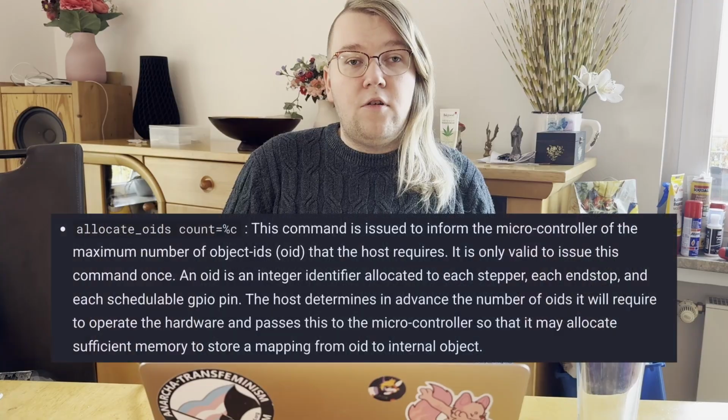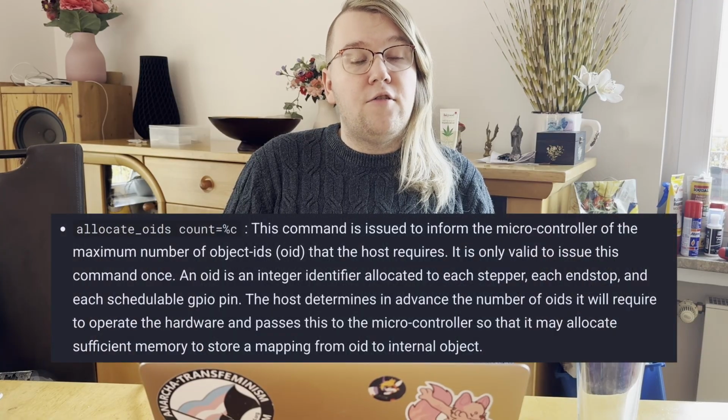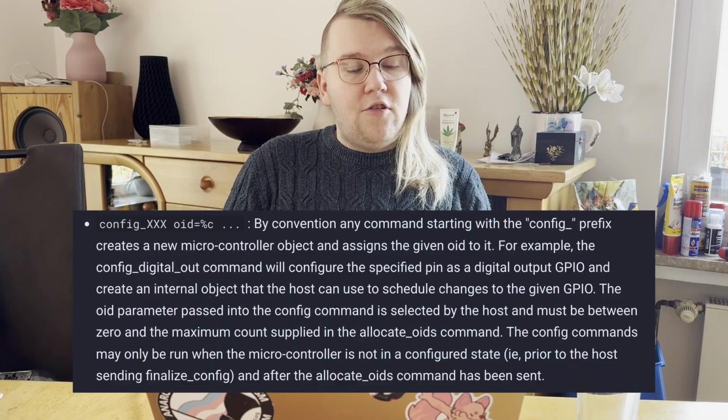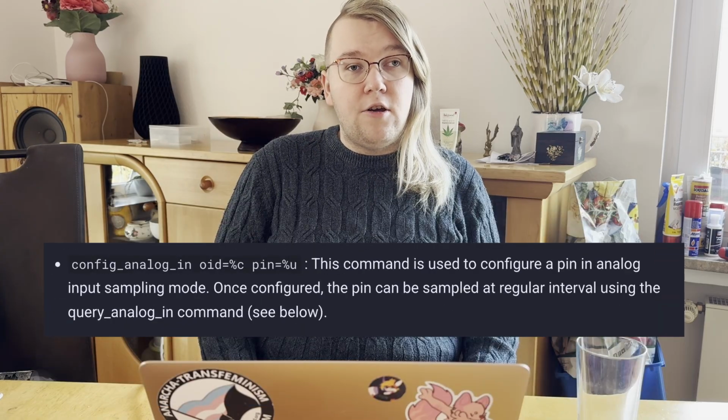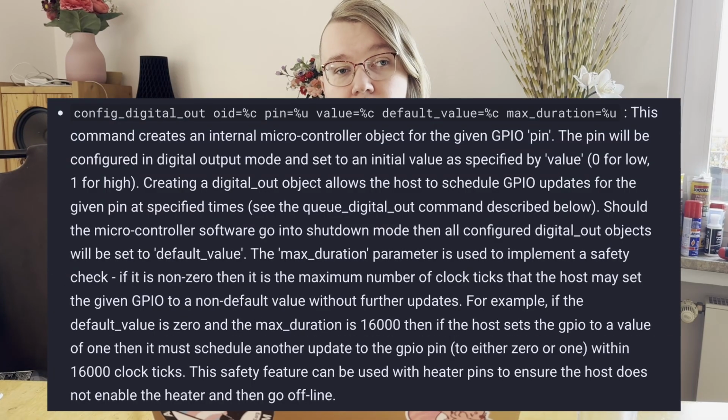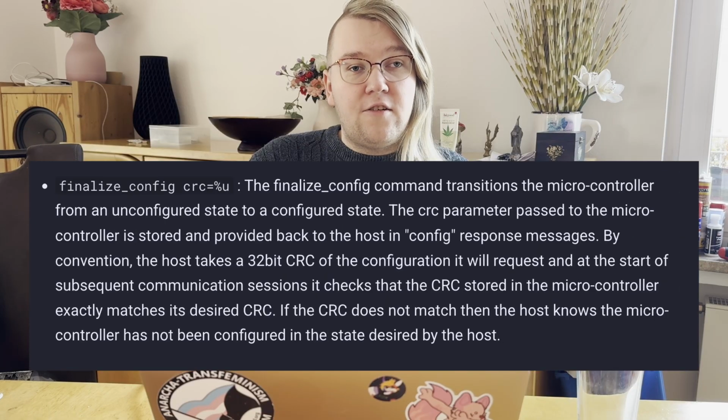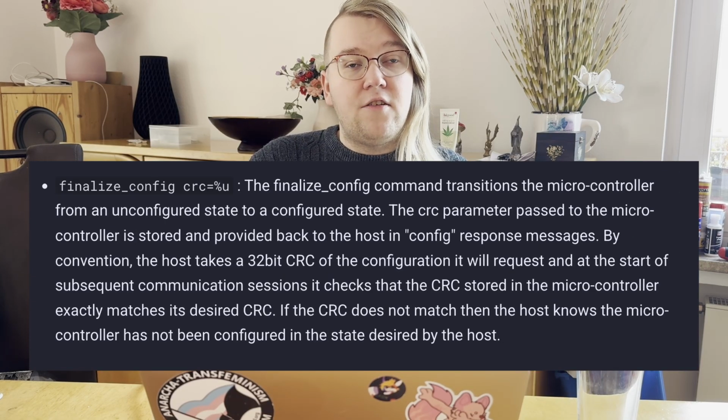When the Klipper MCU first boots up, it's in an unconfigured state. The host then tells it what peripherals are connected to it. To do this, each peripheral gets assigned an OID by the host. The host first tells the MCU how many OIDs to allocate. Then it configures different devices to different OIDs, like stepper motors, analog inputs, digital outputs, etc. Then it calls the finalize config command, which will finalize the config and put the MCU into its running state.